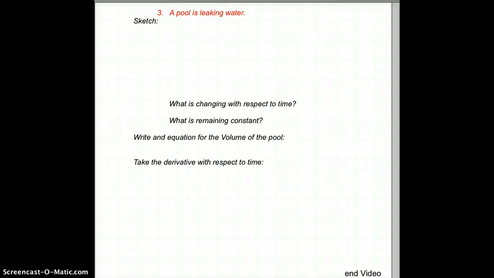I'm going to have this be a cylindrical pool. We don't see a whole lot of cylinders, you'll see why, but just for this one, we'll have a cylindrical pool. It's got some water in it. The water's leaking out. So there's my sketch.